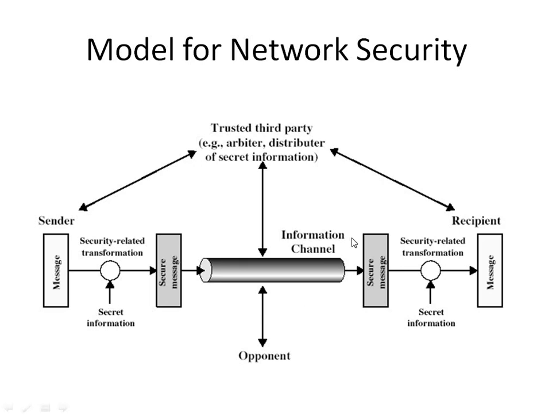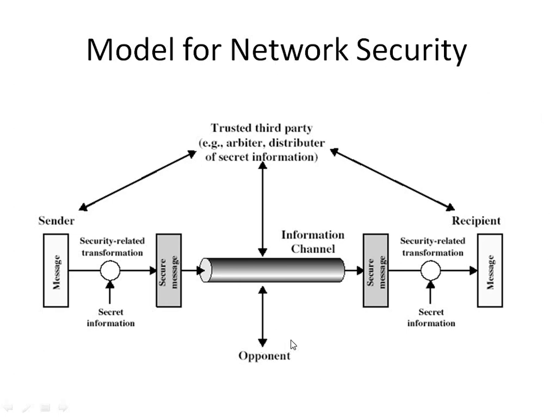So at the receiver end we have the secure message. That ciphertext, or encoded message, is given to the decryption algorithm. That algorithm converts it back to the original message, the plain text. So the message in transparent form is received at the receiver side. So this is the general model for network security.